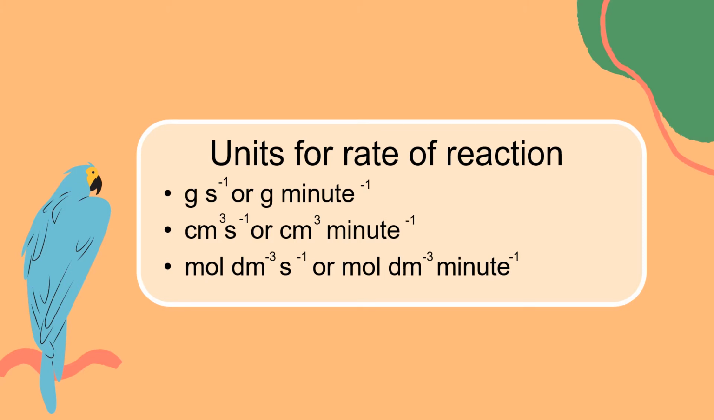Okay, so the unit of rate of reaction differs based on the observable change that you observe. If you measure the mass of solid, then the unit for rate of reaction is gram per second or per minute, depending on how long the reaction occurs. If you measure the volume of gas produced, you use the unit of centimeter cube per second or centimeter cube per minute. And if the change is the concentration of solution, you use mole per decimeter cube per second or mole per decimeter cube per minute.